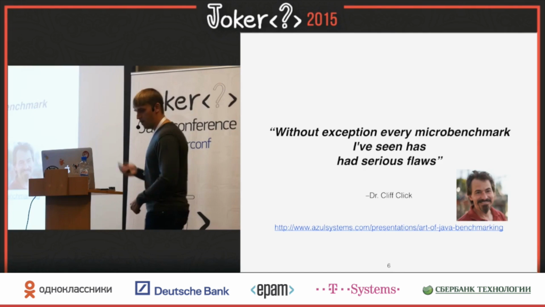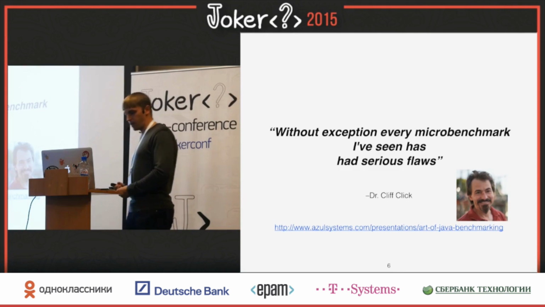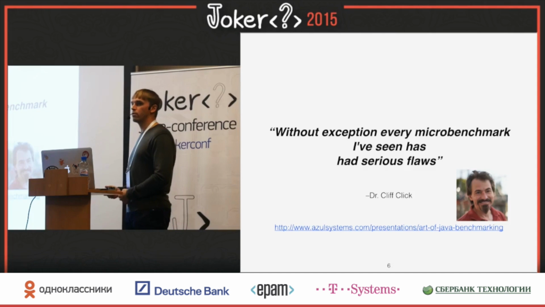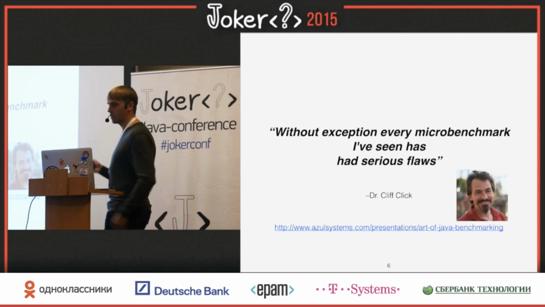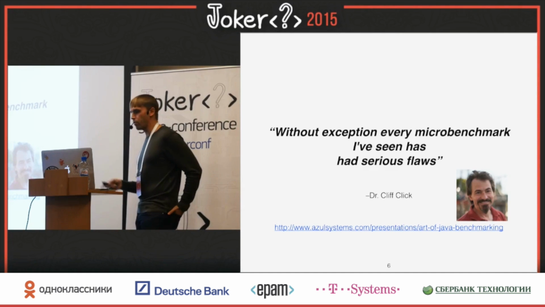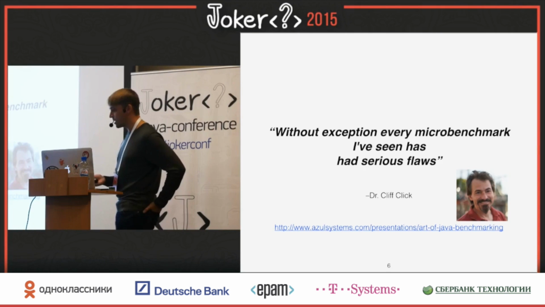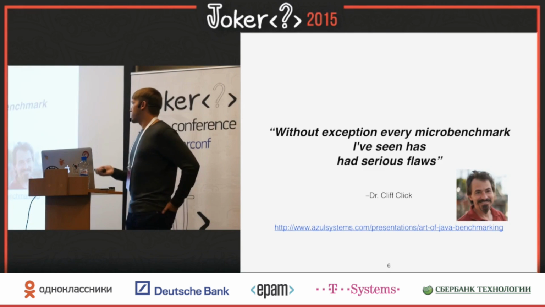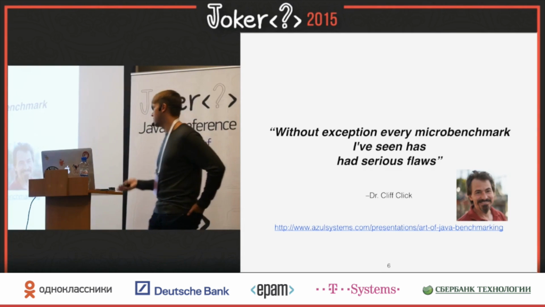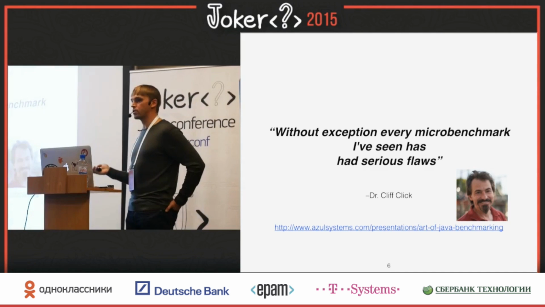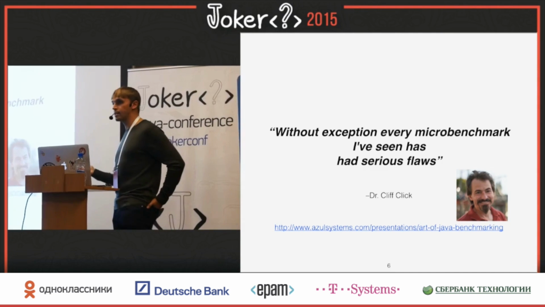So benchmarking seems to be a cool thing, but here is the slide of caution. I'm going to quote Cliff Click here, who said that without exception, every microbenchmark that he has ever seen had serious flaws. And that's very true for Java when you run on a dynamic platform, like let's say CLR or Java, when you run on a VM. There are lots of things that happen underneath which will screw your performance analysis and measurements.